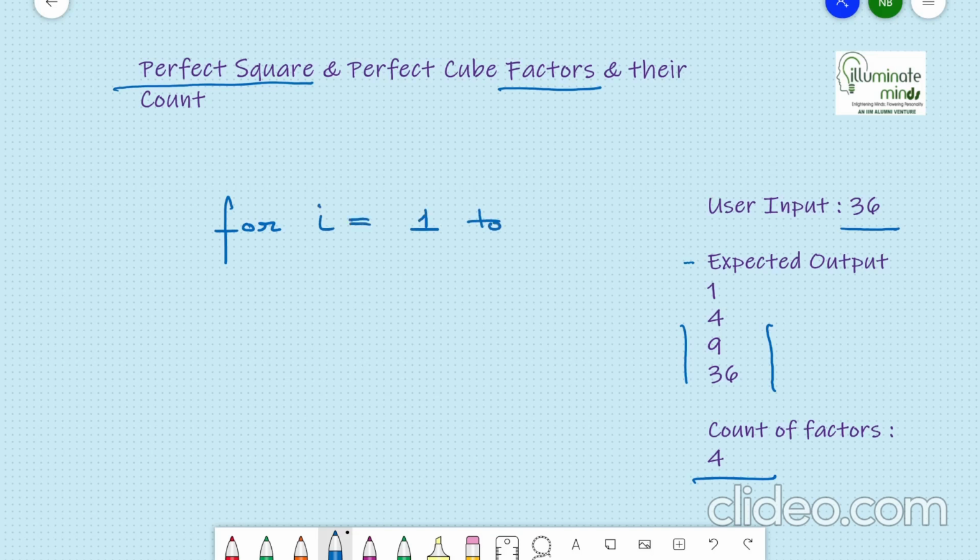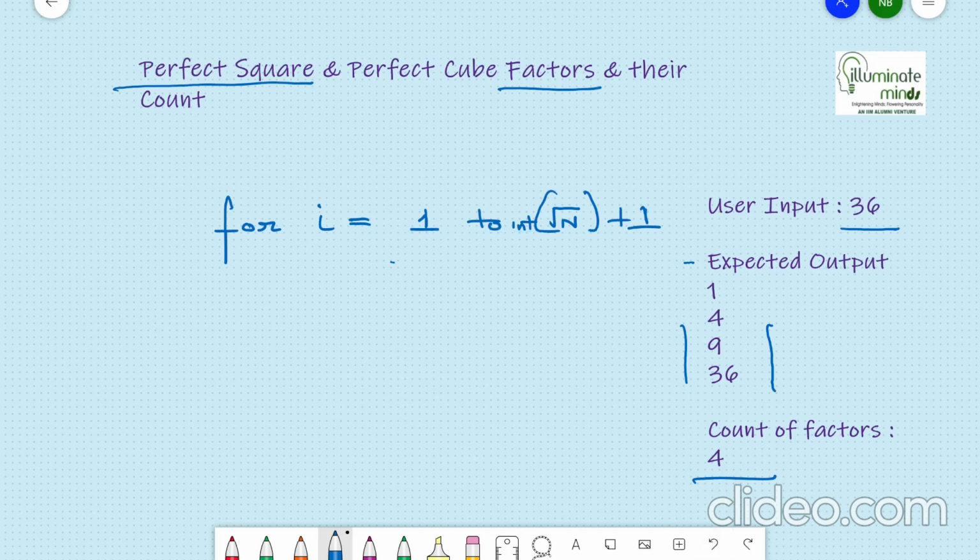whatever is the iteration from 1 to the square root of n, not till n, as most people do, that they run the loop from 1 to 36. We need not do that. Apart from that, we need to take the integer of it, the int of it. I will add 1 also, because in some cases the last number can be missed if I don't add 1 to it. So my loop will run from 1 to this.